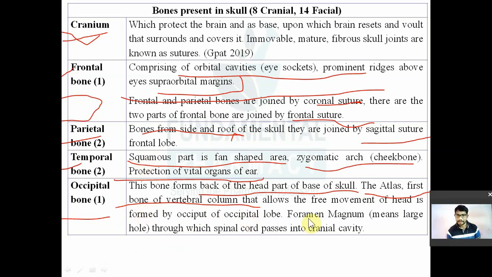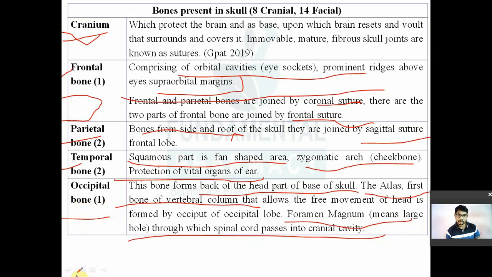Foramen magnum, what is meant by foramen magnum? Foramen magnum is nothing but the large hole present in the occipital bone, through which the spinal cord passes into the cranial cavity. Foramen magnum.